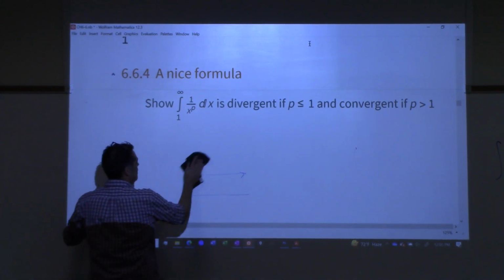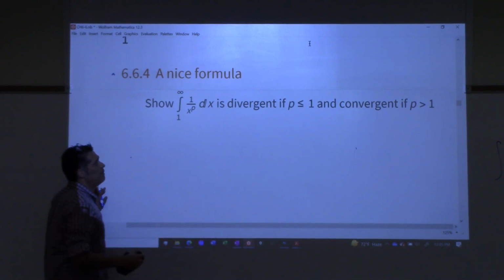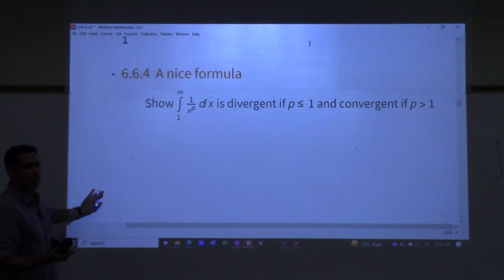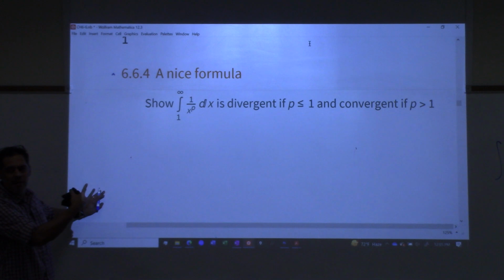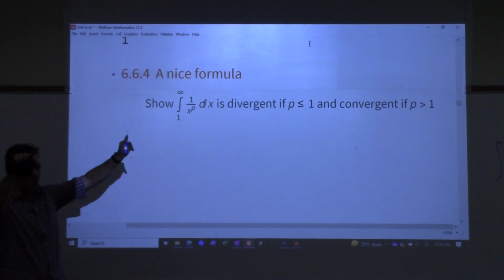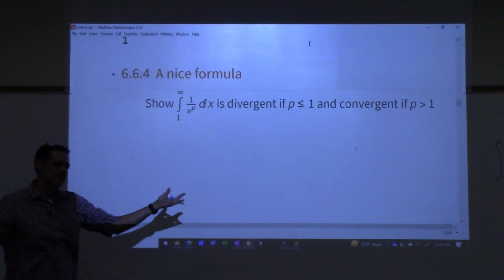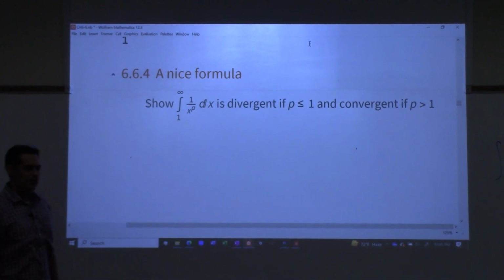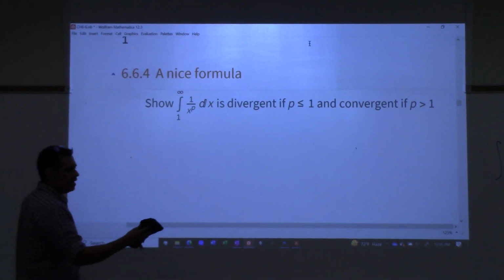Yeah. And not only that, but what if p was negative 2? Then what is that function really? x squared. And think about what x squared looks like, and the area under that would be infinite as well, right? So this is going to cover everything for us. But we have to prove it, okay? We have to show it.